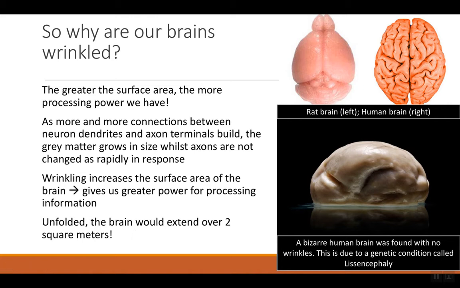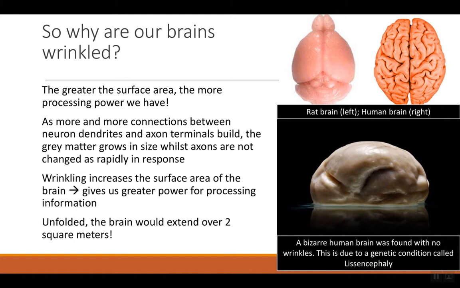One thing you would have noticed about it is that it's wrinkled. Okay, unlike a rat brain. So this is a rat brain, this is a human brain. We've got all these foldings in there. What that does is that increases the surface area. Increasing the surface area means that we can have more connections between the dendrites and the axons, so between one neuron and the next. By wrinkling it, we are increasing the size of the grey matter without really changing the amount of white matter. So the axons don't really change, but the connections do.